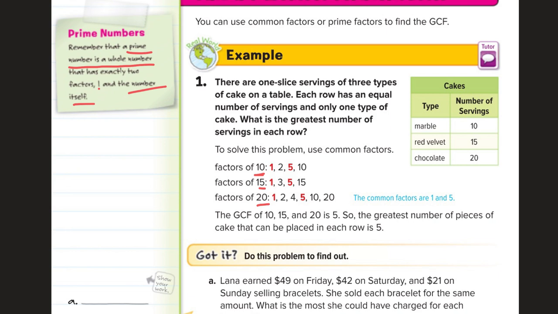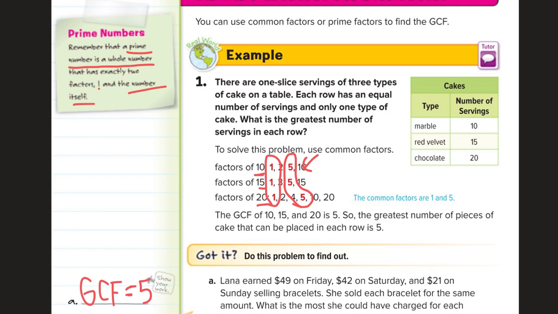So they share, their common factors are 1 and 5. Okay, so if I'm looking at the greatest one, I would choose 5. So our greatest common factor for 10, 15, and 20 is 5. So we would say our GCF is equal to 5. How do I know that? Because I listed out the factors. Now the problem with listing factors is you might forget some, right? And so we do have another strategy we can use to make sure we don't forget some.